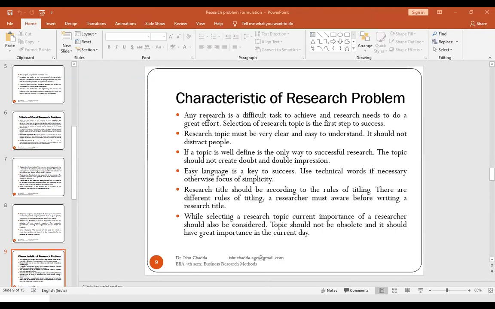Research titles should be according to the rules of titling. There are different rules of titling. A researcher must be aware of them before writing a research title. While selecting a research topic, the current importance should also be considered. The topic should not be obsolete and it should have greater importance in the current day.